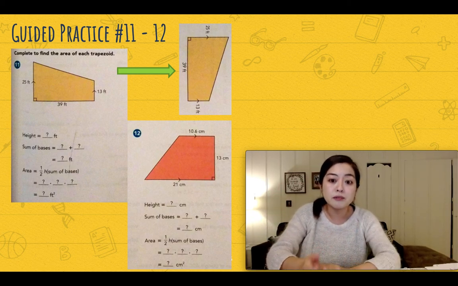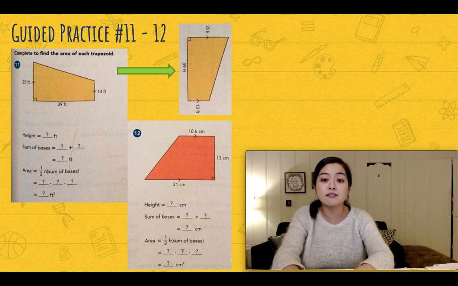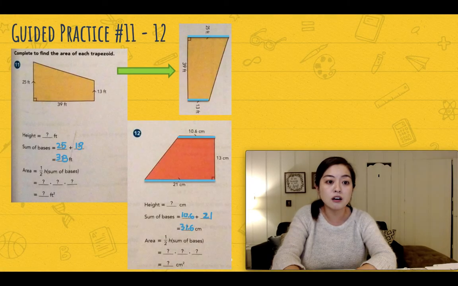So now I'm ready. I'm going to find the bases first and then find the sum of the bases. For number 11, it's 25 and 13, which makes 38. For number 12, it's 10.6 and 21, which makes 31.6.